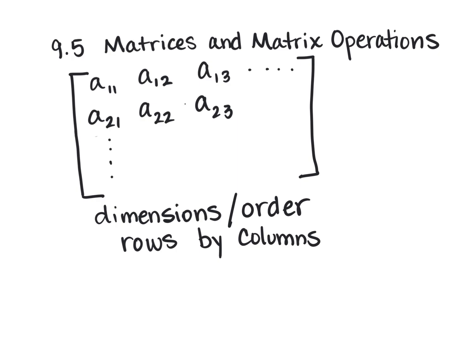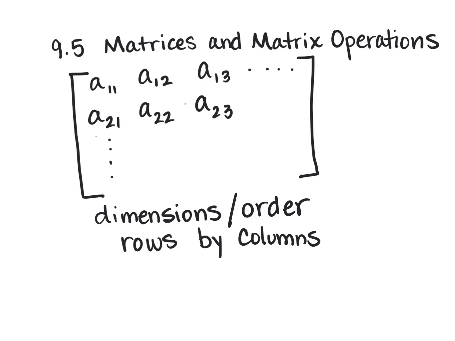Matrices and matrix operations are something that you probably haven't seen yet. Sometimes we can get to them in math analysis, but basically they're just an array of numbers in a detailed order where the dimensions or the order of it is found by doing rows by columns.